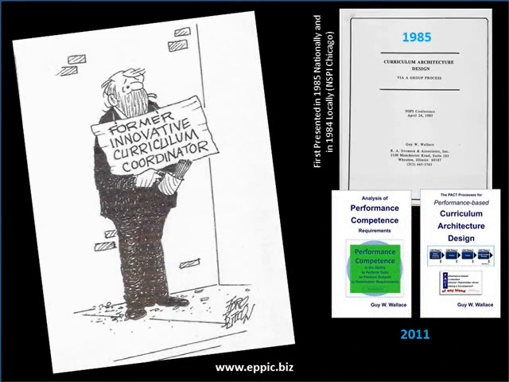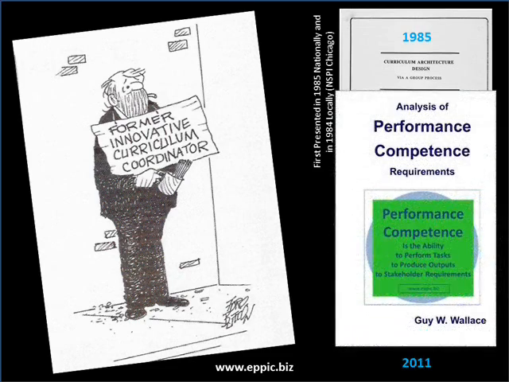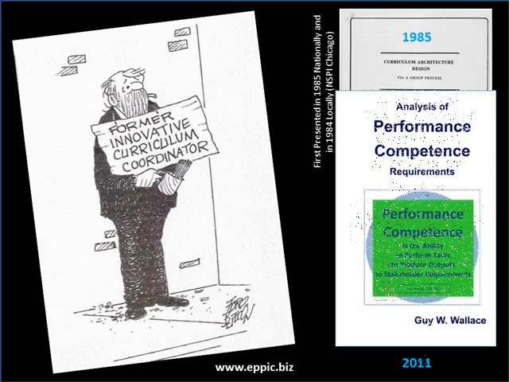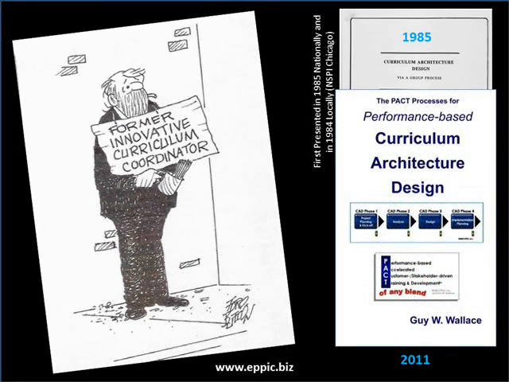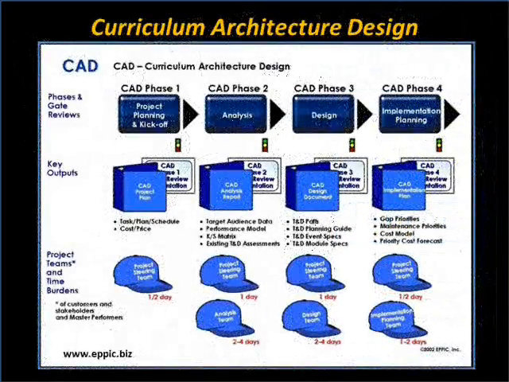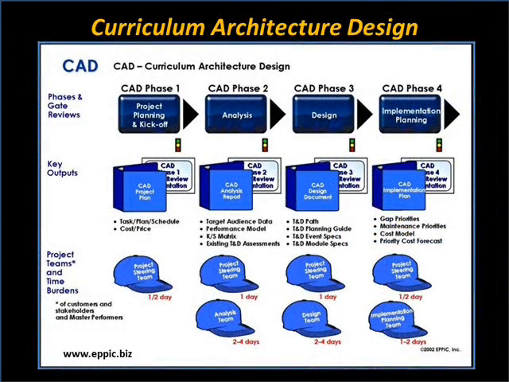In 2011, I updated the Lean ISD book into a configuration of several books, two of which focus specifically on curriculum architecture design. The upfront analysis portion covered an analysis of performance competence requirements, and then the PACT processes for performance-based curriculum architecture design. There are 4 phases to the typical approach to curriculum architecture design. However, these can be reconfigured as needed.